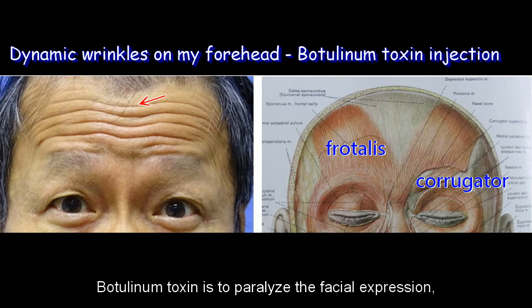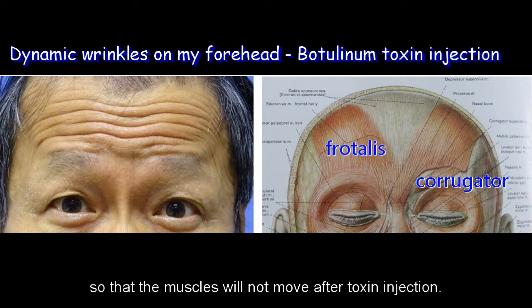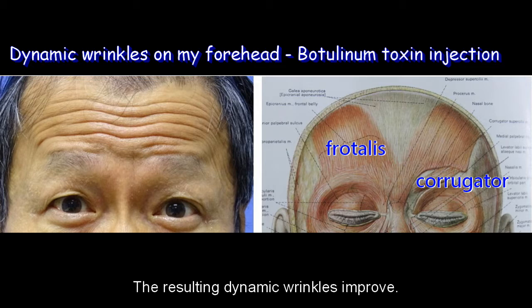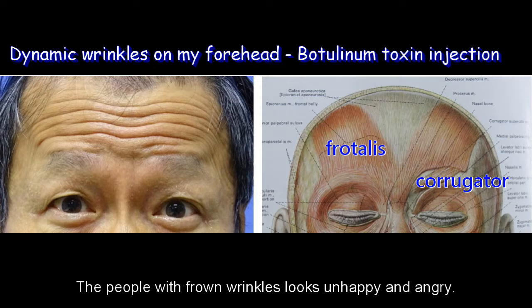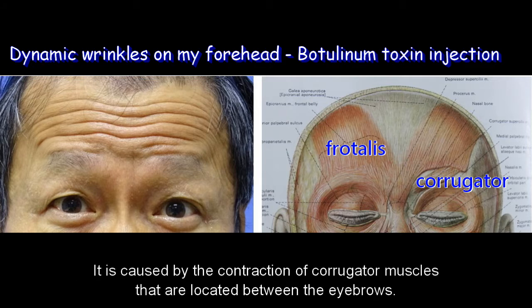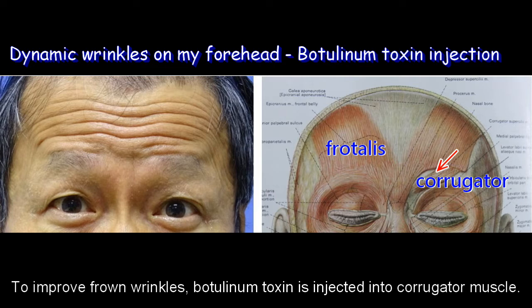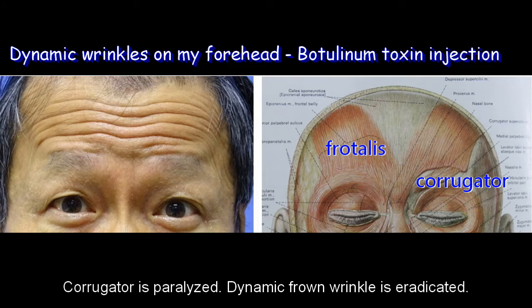Botulinum toxin paralyzes facial expressions, so that the muscle will not move after toxin injection, resulting in improved dynamic wrinkles. Some people often involuntarily frown. People with frown wrinkles look unhappy and angry. It is caused by the contraction of the corrugator muscles located between the eyebrows. To improve frown wrinkles, botulinum toxin is injected into the corrugator muscle. The corrugator is paralyzed and the dynamic frown wrinkle is eradicated.